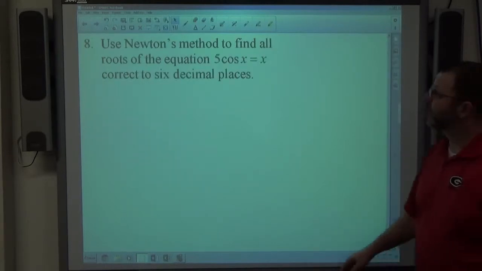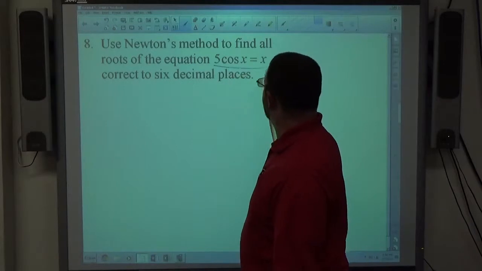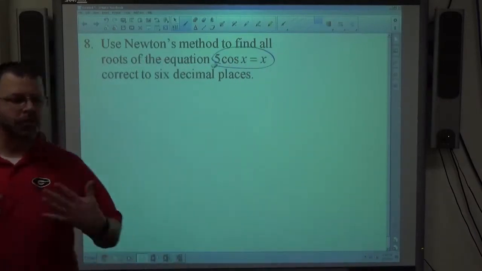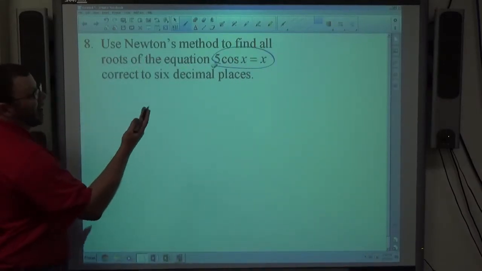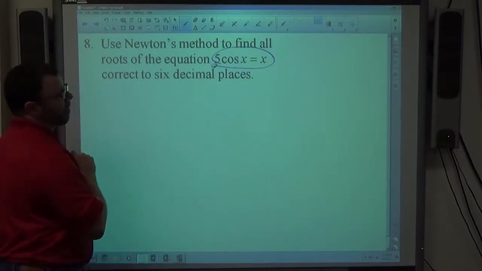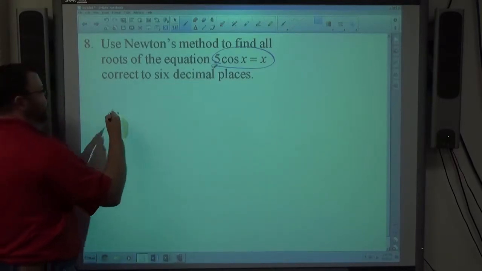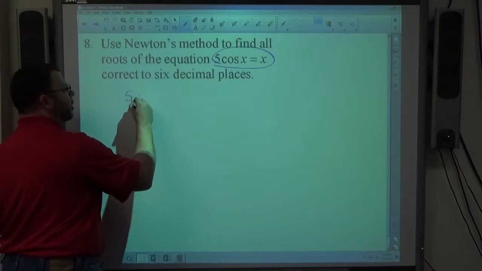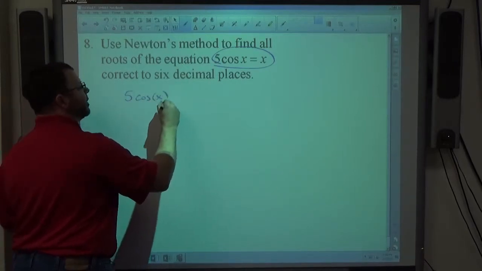Number 8, it wants all the roots of this. So notice the equation we're trying to do here doesn't equal 0 to begin with. So the first job is to get it to equal 0. So I can either move the x to the left or the 5 cosine of x to the right. It doesn't matter as long as it equals 0. So I'm going to make it 5 cosine of x minus x.